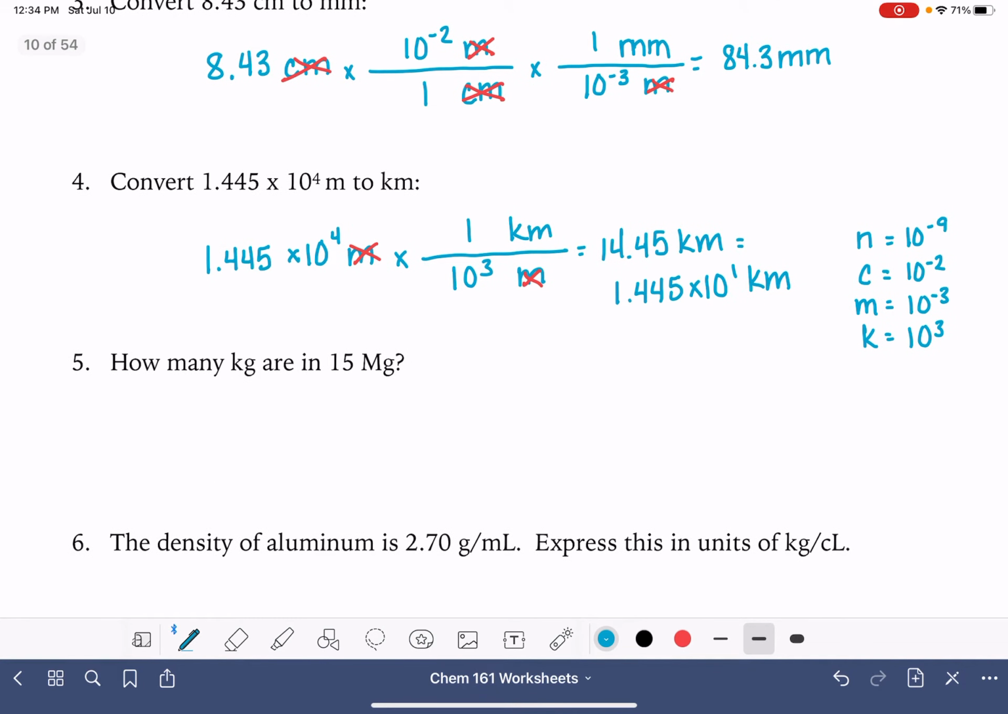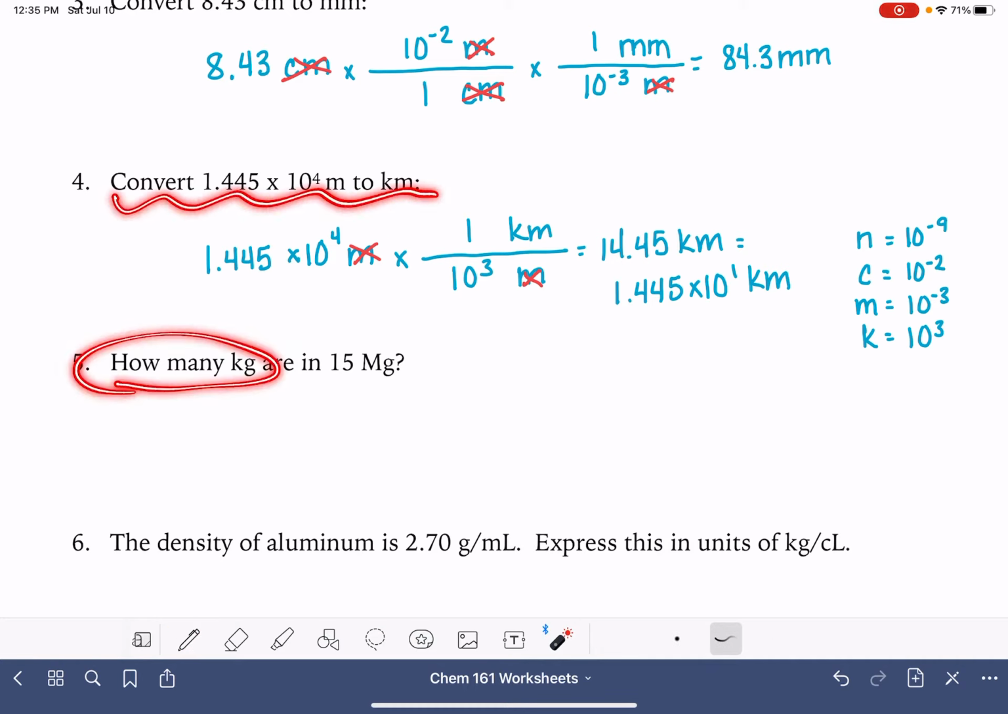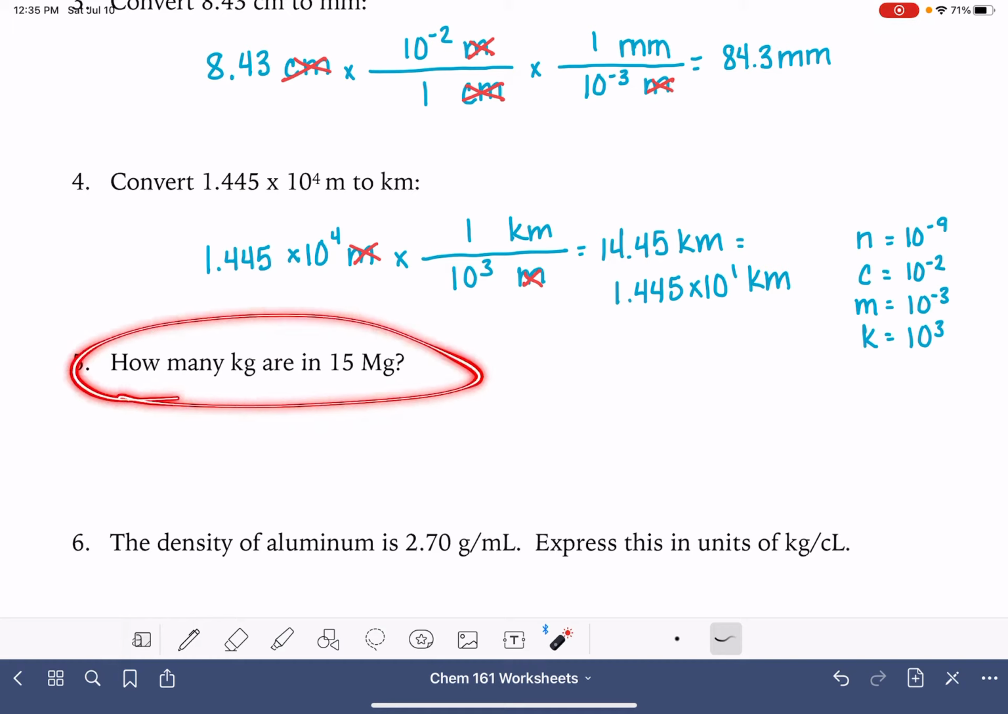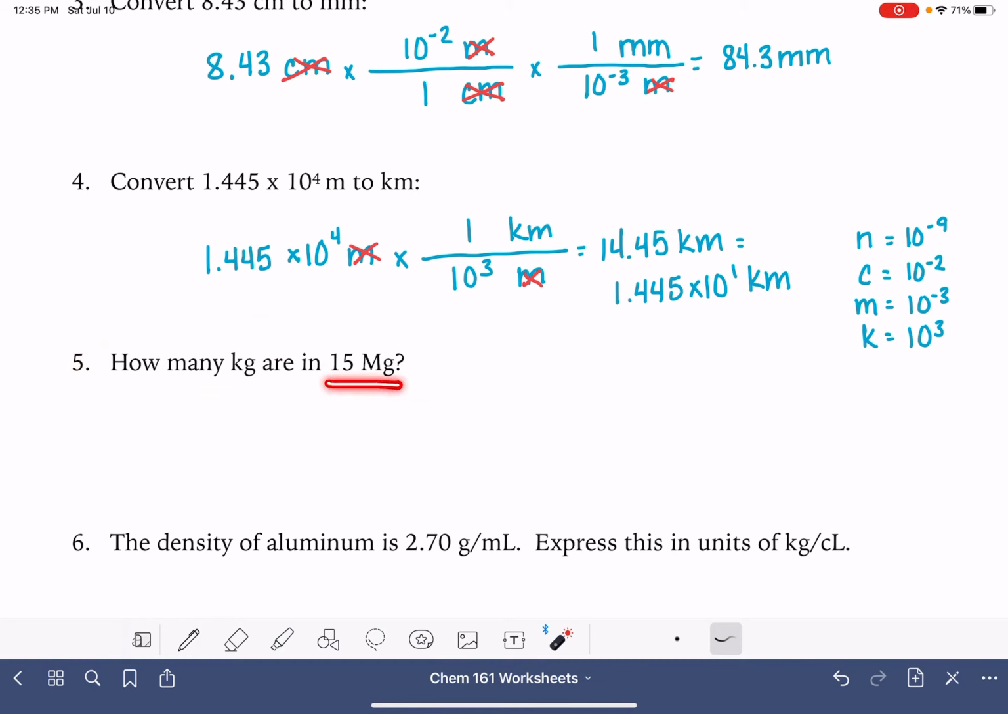How many kilograms are in 15 megagrams? So this is just a fancier way of wording this type of problem. This problem here is essentially saying convert 15 megagrams into kilograms. I think I initially said milli. So even though it's phrased a little bit differently, we're still doing the same thing. We're starting with 15 megagrams, and we want to convert that into kilograms.